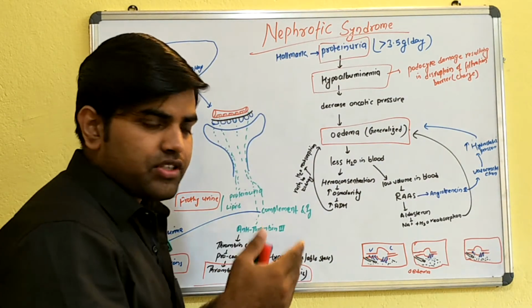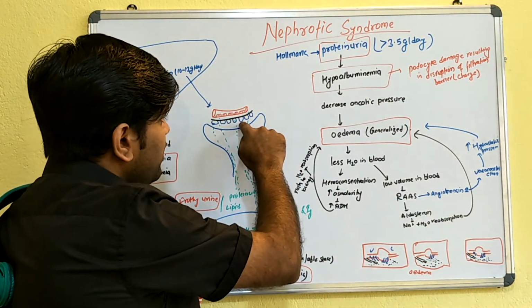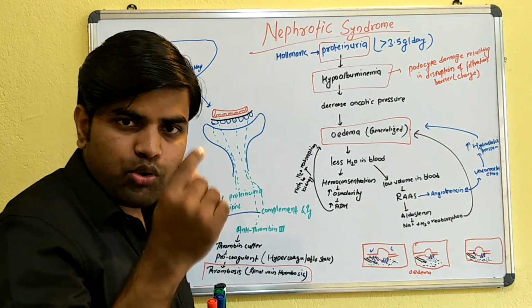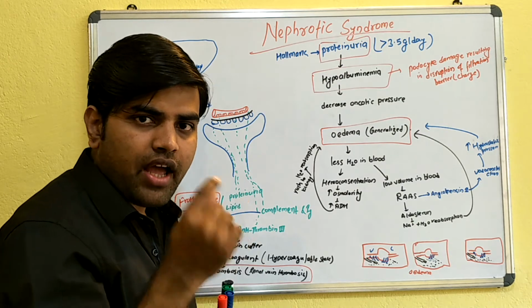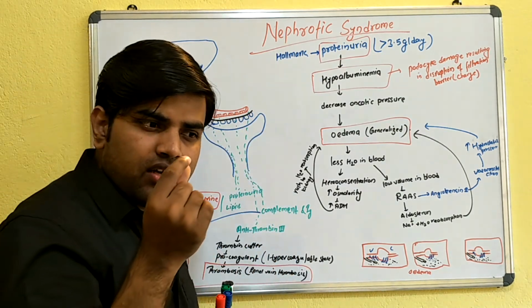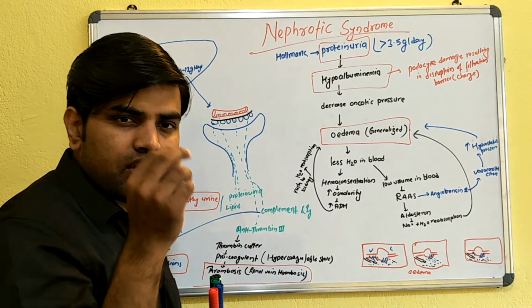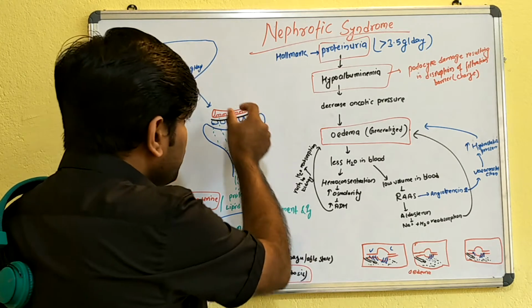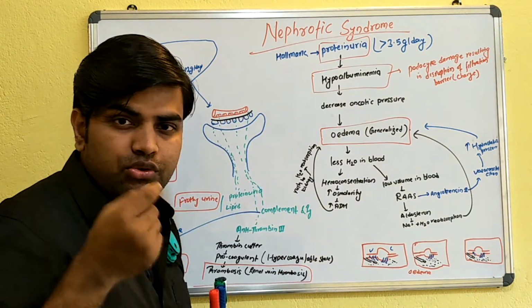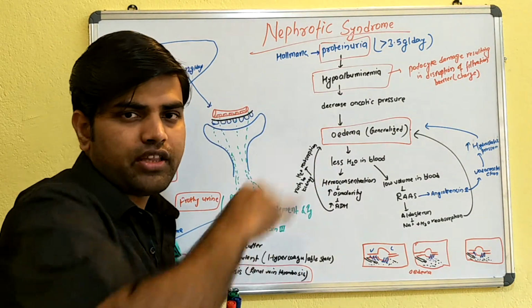You know, the filtration barrier is made of your endothelium, basement membrane, and epithelium. There is a size barrier as well as a charge barrier. Look, the size of albumin is around 70,000 Dalton, which is small enough to pass through this pore. But due to the charge barrier, it is repelled and maintained in the blood.